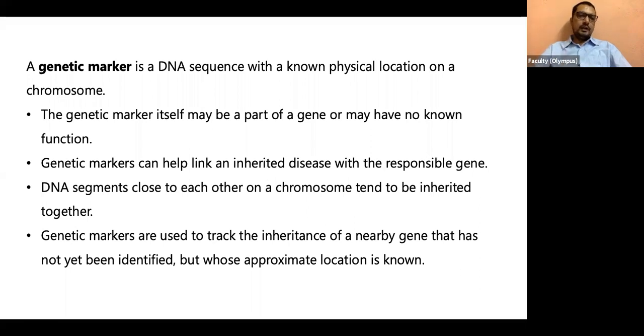Okay, next, in linkage mapping, in recombination mapping or linkage mapping, what did we learn? If DNA segments are close to each other on a chromosome, they tend to be inherited together. If A and B are present close by, both A and B tend to go together. Even recombination may not split or separate them. So those segments that are closely placed to each other on the DNA tend to go together.